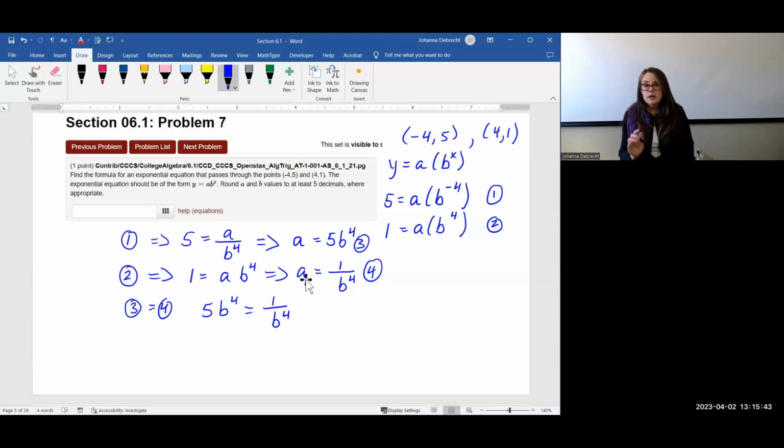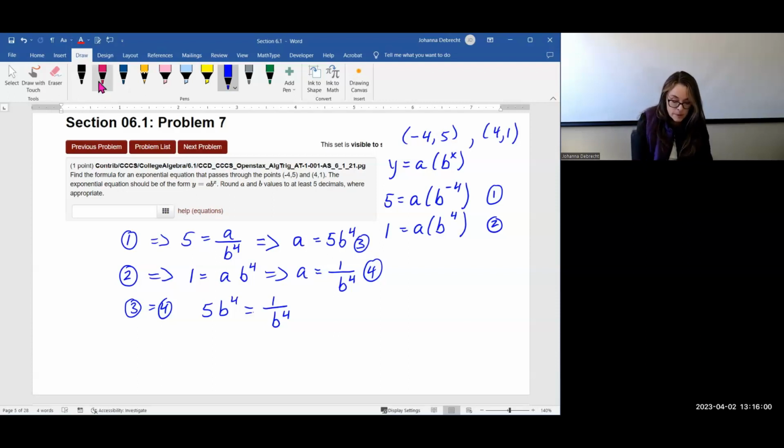Okay, you may be going, this is long. Yeah, it's kind of long. All right, next thing we need to do, remember b cannot be 0. Bases have to be strictly positive, not 1. So it can't be 0, so we don't have to worry about that being a problem.